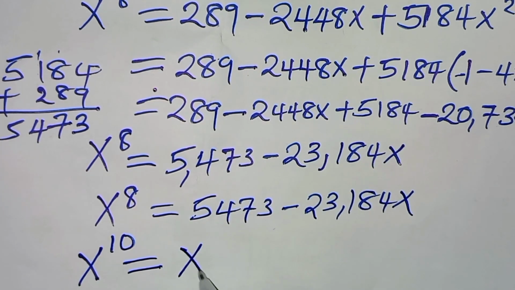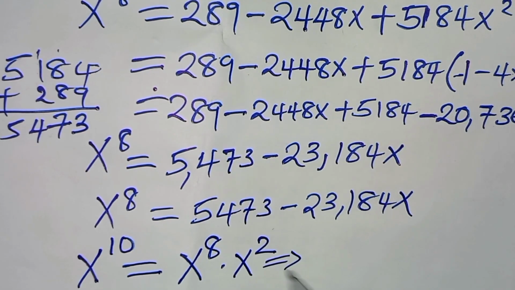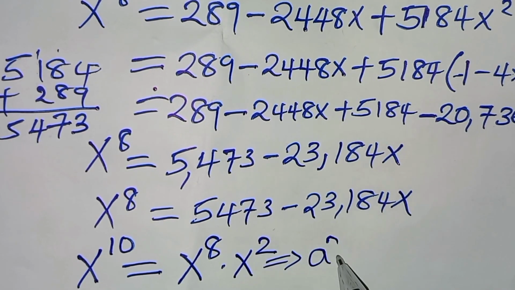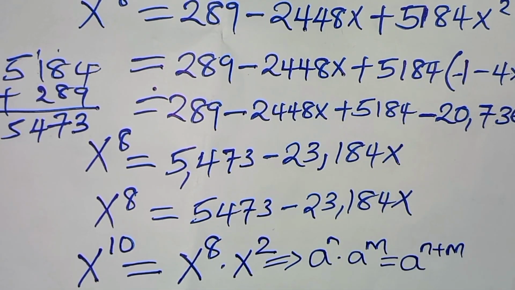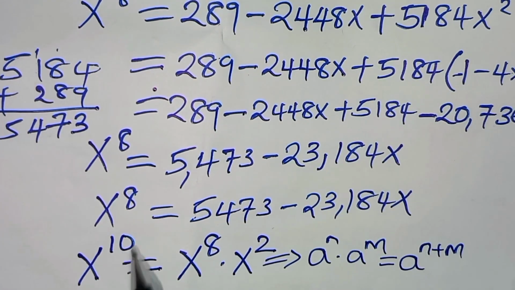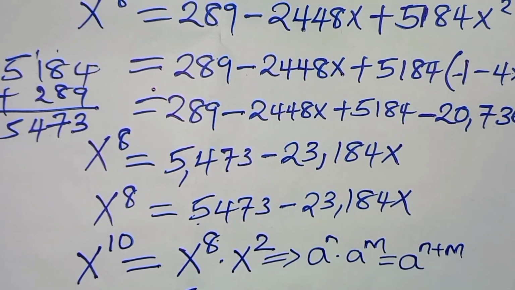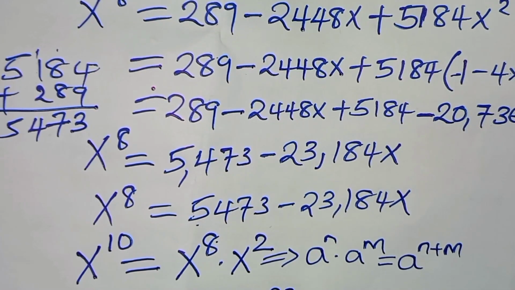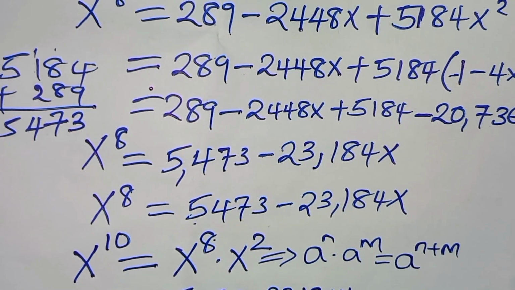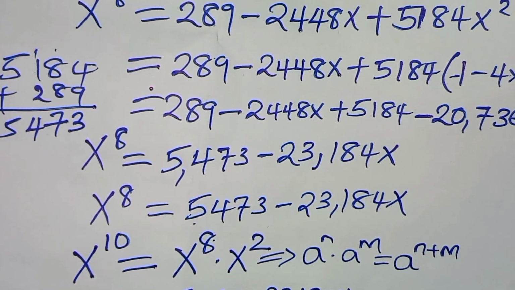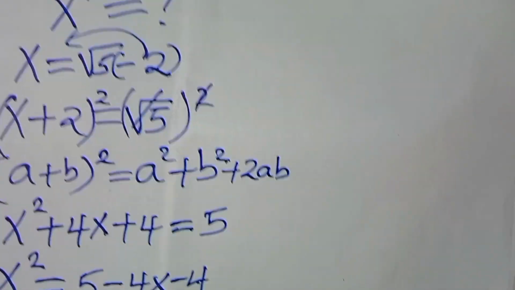Okay. Now remember that our goal is to determine the value of x to the power 10, which can be obtained by saying x to the power 8 multiplied by x to the power 2. Essentially, this is in the form of a to the power n multiplied by a to the power m, which we can express as a to the power n plus m. That is, 8 plus 2 is 10. So now, we have x to the power 8, which is 5473 subtract 23,184x. And we have x squared, which is equal to 1 minus 4x, as shown in equation 2 here.